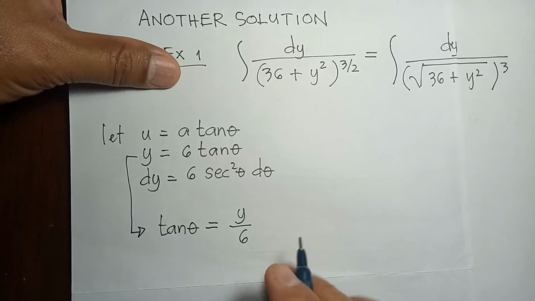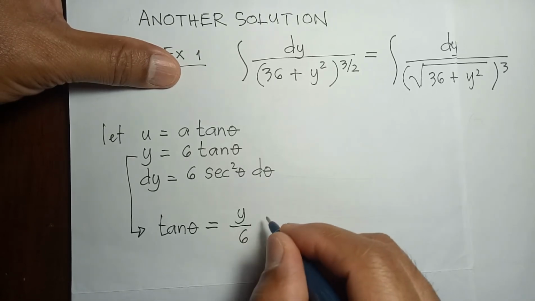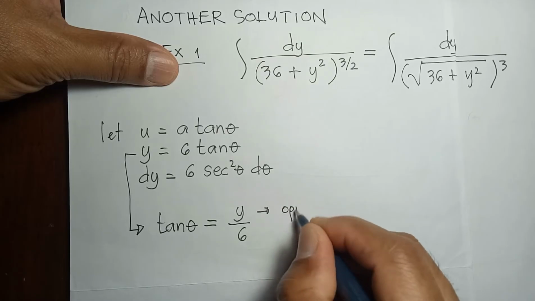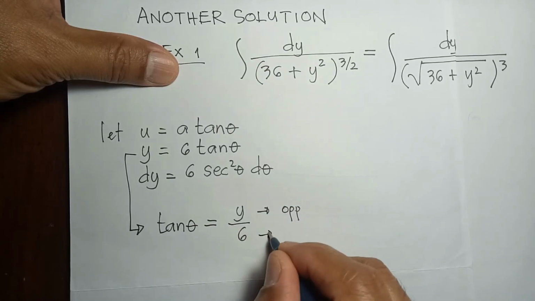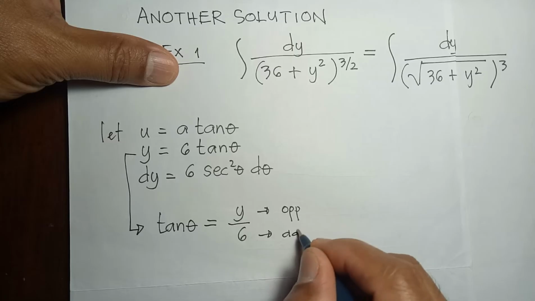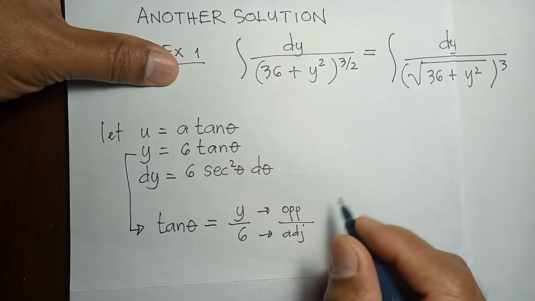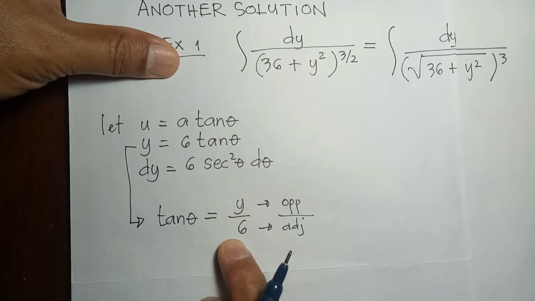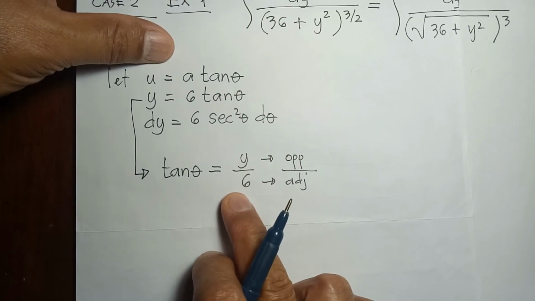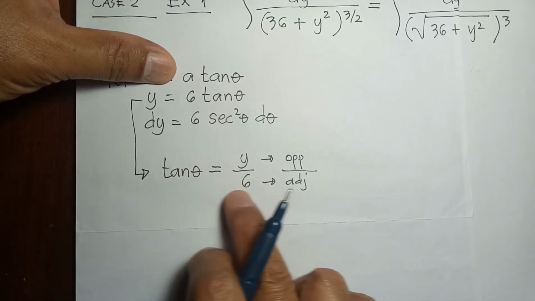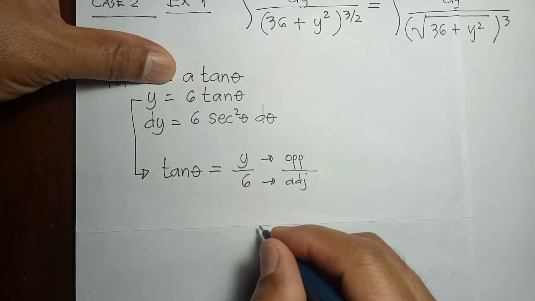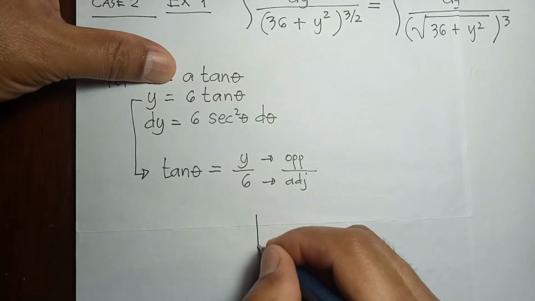And by definition, tangent is opposite divided by the adjacent side. So, ibig sabihin, sa right triangle, ang opposite side natin ay y at yung adjacent side natin ay 6. Now, let us draw the right triangle defined by this equation. Tangent theta equals y over 6. So, drawing natin yung right triangle.